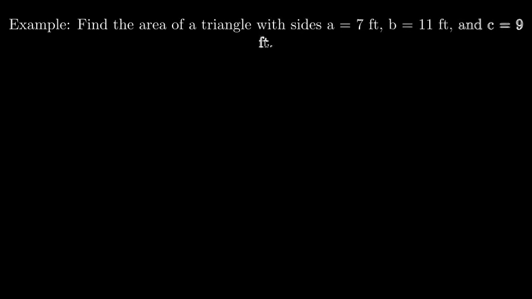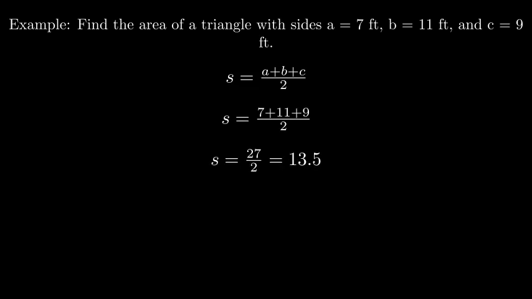Let's apply Heron's formula to an example to see how straightforward it is. We need to find the area of a triangle with sides measuring 7, 11 and 9 feet. The first step is always to calculate the semi-perimeter, s. We add the side lengths, 7 plus 11 plus 9 equals 27. Then we divide by 2 to get the semi-perimeter, which is 13.5.